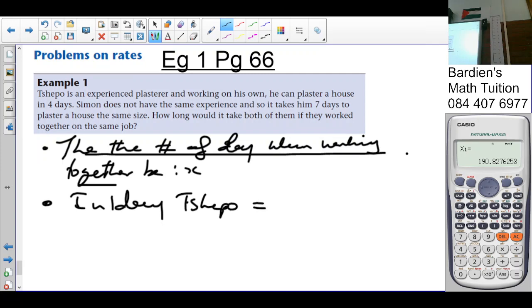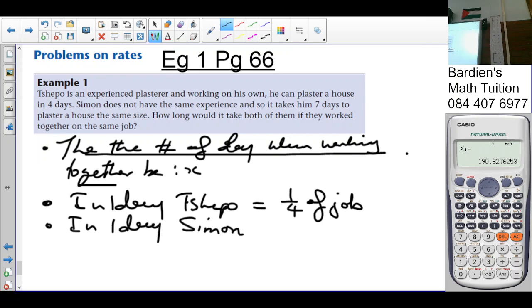In 1 day to finish, if it takes him 4 days to complete a job, then that's meant to say he can complete a quarter of the job in 1 day. Not so? So in 1 day, Simon completes 1/7 of the job. A seventh of the job. Not so? So he's working a bit slower or is less experienced than the first person.